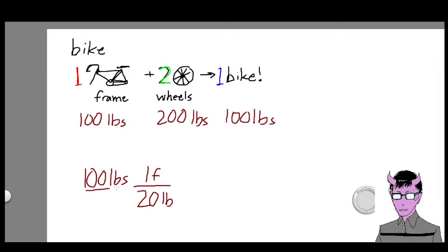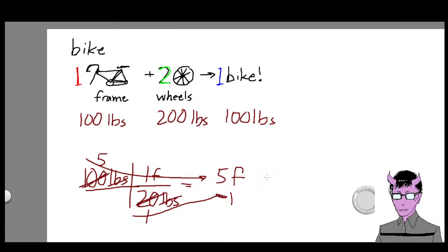Now here we go. So there's the setup. You will see that the pounds units now cancel out with the pounds units. You always simplify before you multiply. So if you divide the bottom by 20, you can divide the top also by 20, which will leave 5. Just multiply straight across. Technically there's a 1, but let's leave it out. So what does this mean? This means that given that you have 100 pounds worth of frames, you only have 5 frames. You don't have 100 frames, unfortunately.